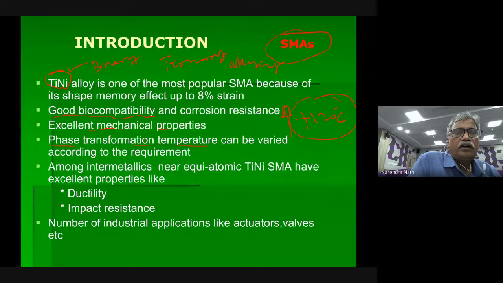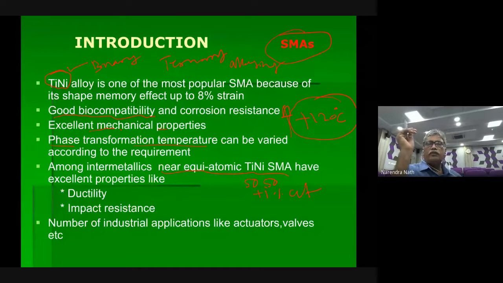Similarly, among intermetallics, near equiatomic is having very good properties. Near equiatomic is nothing but, say, 50-50. Any variation is plus or minus 1 atomic percentage. Only then is it called near equiatomic. Suppose it is 75 nickel and 25 titanium, then it is not near equiatomic.